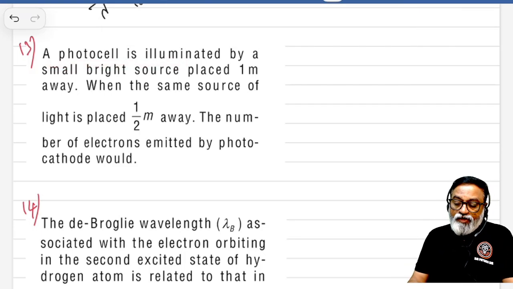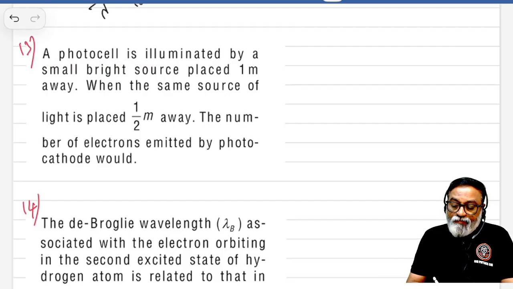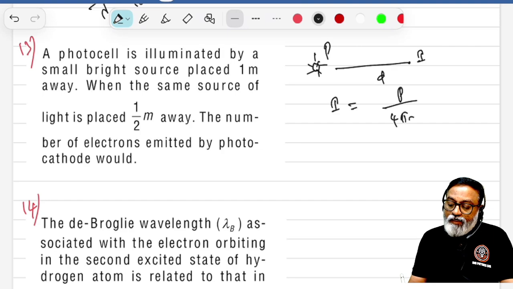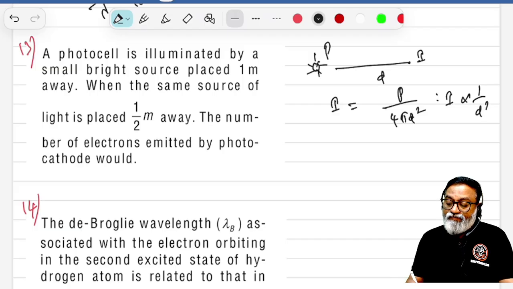A photocell is illuminated by a small bright source placed 1 meter away. When the same source of light is placed 1 by 2 meter away, the number of electrons emitted by the photocathode will be? See here, this is a source P at a distance D, intensity I. That intensity is equal to P by 4 pi D square. Therefore, intensity is proportional to 1 by D square.